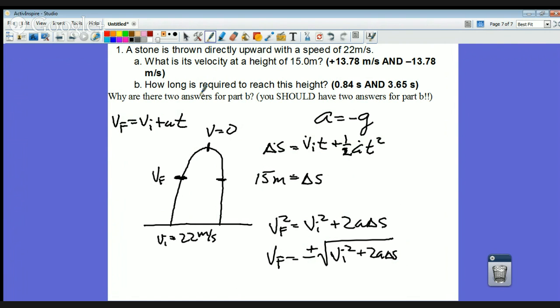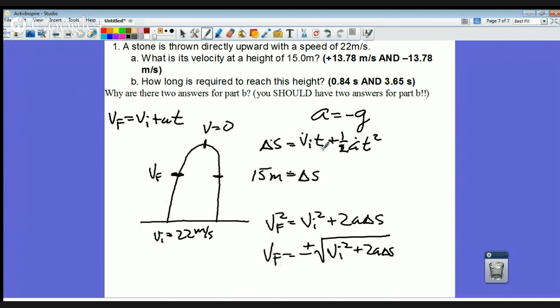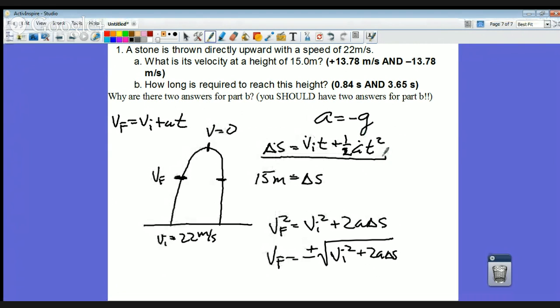And if you put in the positive here for VF, well, when you solve for time, this will give you two answers, right? So those are your two answers. At least it should be. And then over here, if you put in the positive number, you should get one answer, and the negative number, you should get the other.